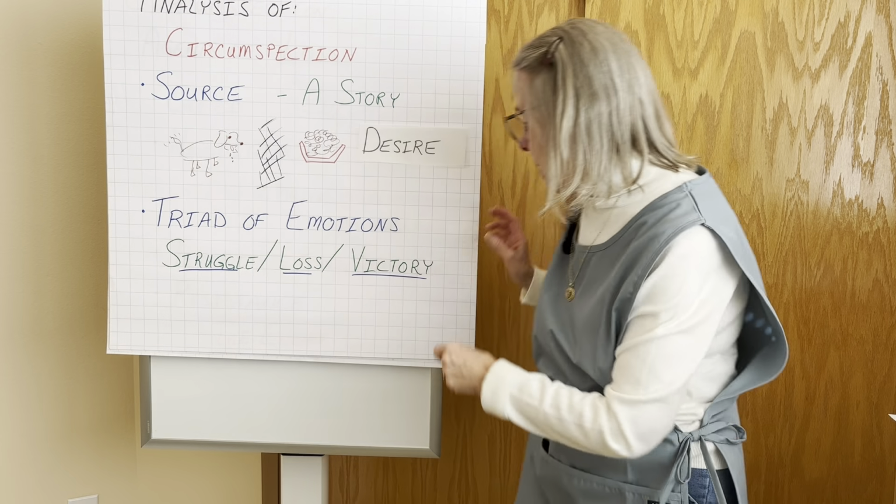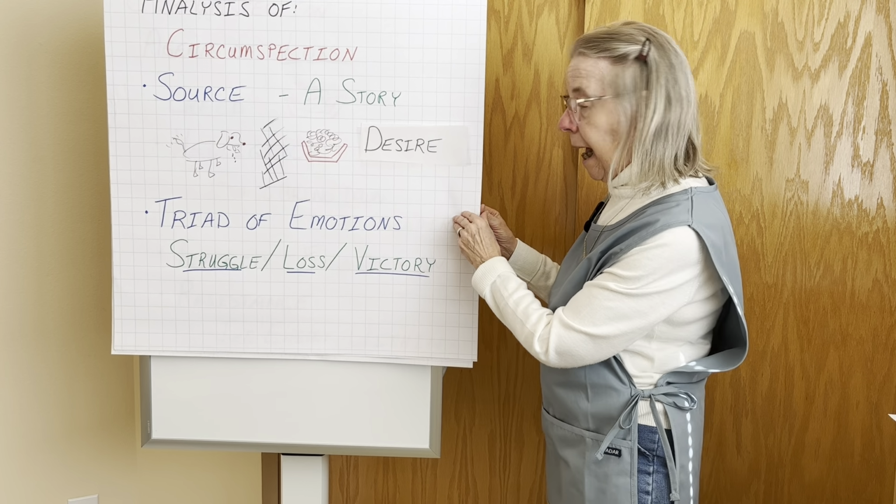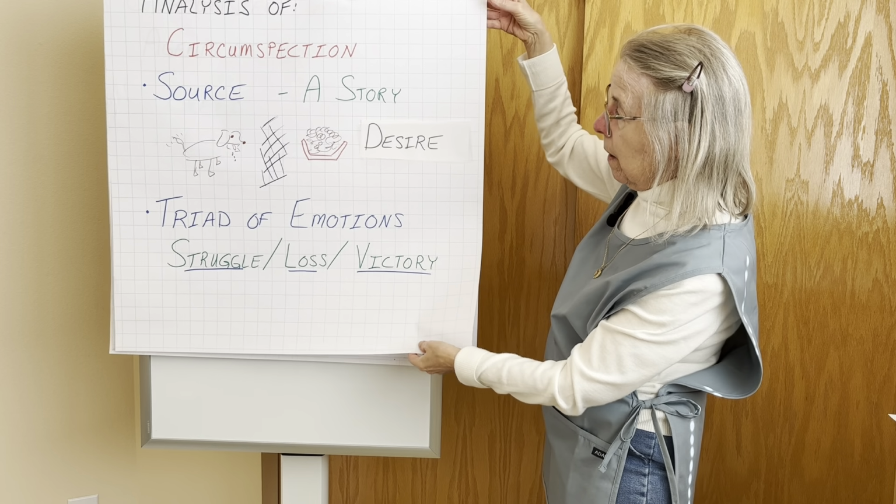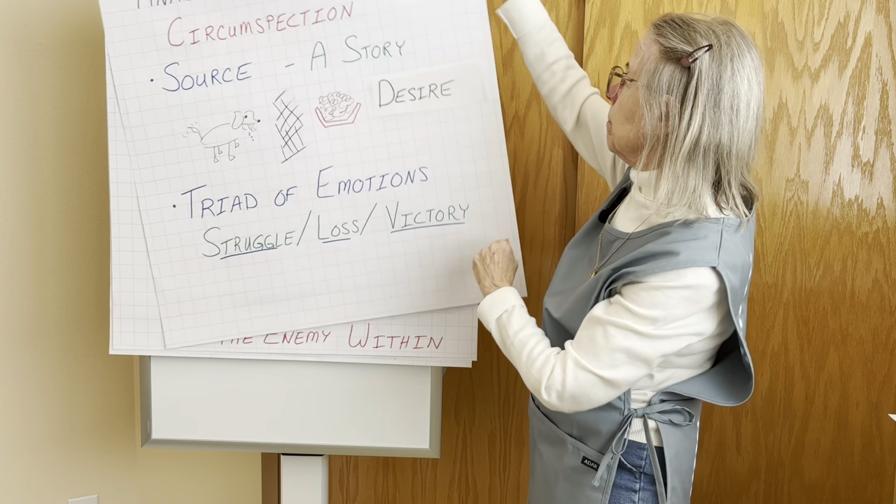So that means that we next have to take a look at what are the choices. How can you fail to achieve circumspection?